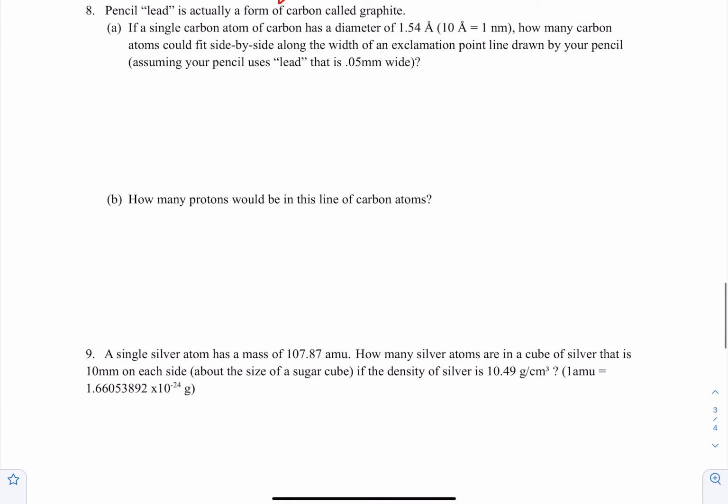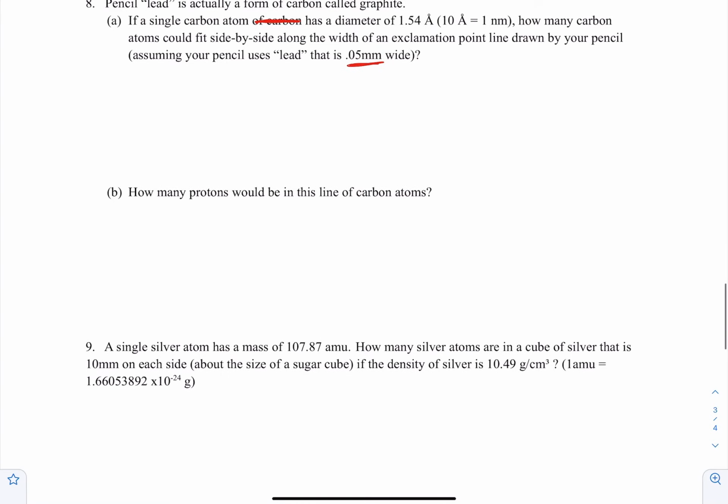Number 8, pencil lead is actually made from a carbon called graphite. If a single carbon atom has a diameter of 1.54 angstroms, how many carbon atoms could sit side by side across the width of an exclamation point drawn by your pencil? Okay, and then assume that this is how wide your pencil is. Okay, so this is going to be a dimensional analysis because what we're trying to do is take the width of the pencil and somehow turn it into number of carbon atoms. So that's how you know you're going to do a dimensional analysis, when you're trying to convert one unit of something into some other unit.